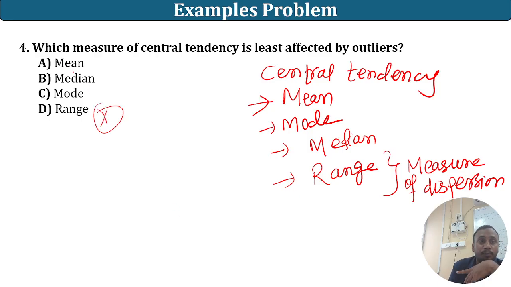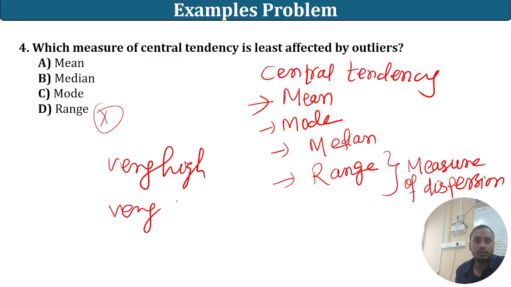Now just tell me about the mean. They're saying outliers. An outlier is something extreme, either very high or very low. If too many values go to extreme cases, that definitely is going to affect the mean actually. So the mean can be affected by outliers.